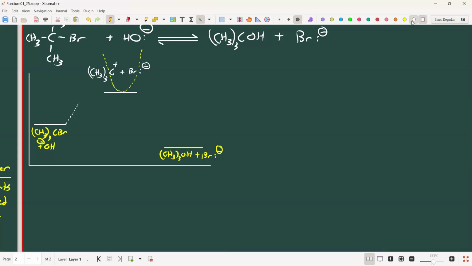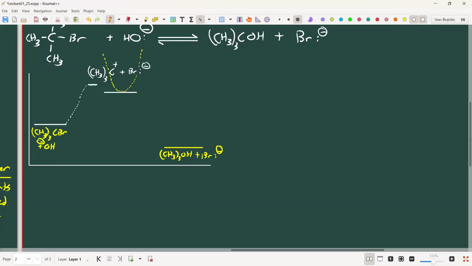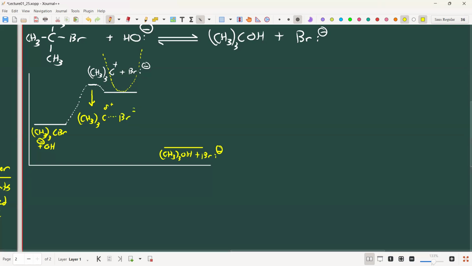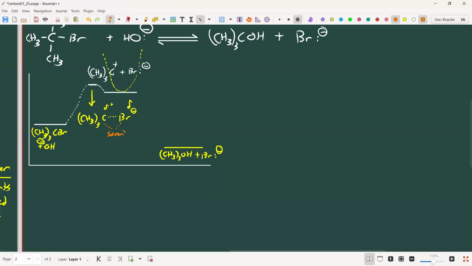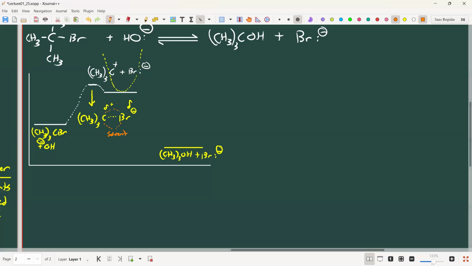And there's actually a small transition state right here, where the CH3C is being partially ionized and the bromine is being partially ionized. And this system is stabilized by the solvent. So somewhere in here, there are some number of solvent molecules that are interacting with the system.